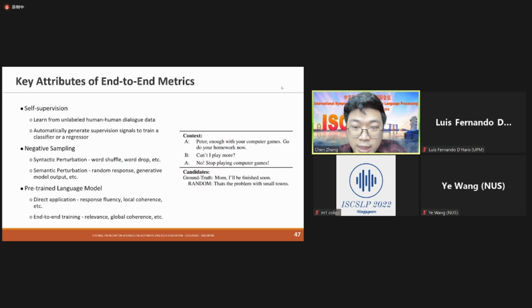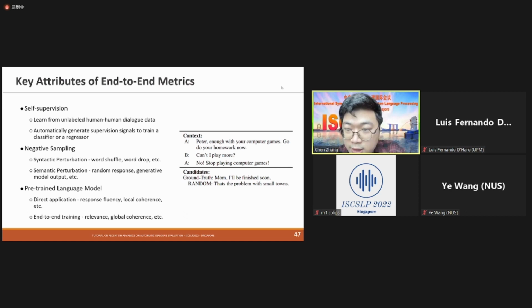There are three important aspects that are relevant to the end-to-end training-based metrics. The first one is self-supervision. Basically, it means that we don't rely on any human quality annotations to train the model. Instead, we just train a metric on large-scale unlabeled human dialogue data. So in order for self-supervision to work, we need to rely on some negative sampling strategies to construct different negative samples, so as to train the metric to distinguish the positive sample from the negative ones.